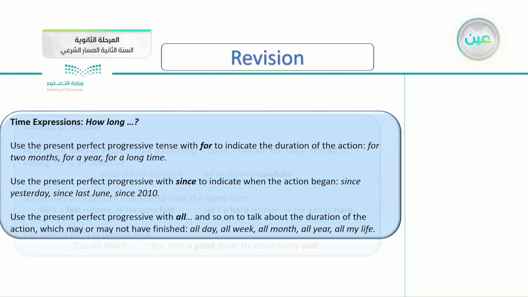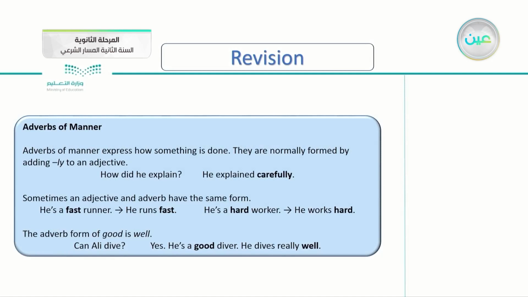Also, we took the adverbs of manner to describe how something is done. They are normally formed by adding ly to the adjective. For example, here, careful, carefully. Except, of course, for example, the word fast. He's a fast runner. He runs fast. And hard. He's a hard worker. He works hard. Also, good is well. The adverb form of good is well.